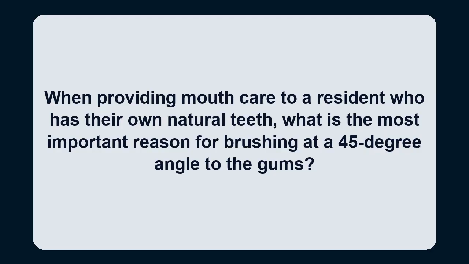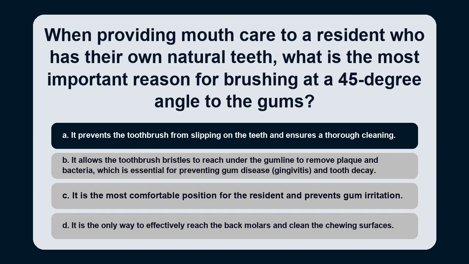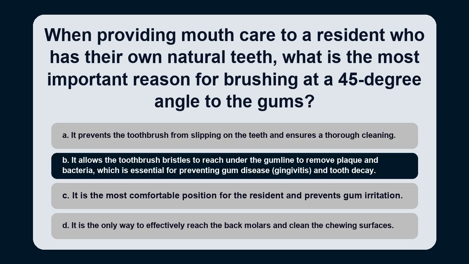Question 6. When providing mouth care to a resident who has their own natural teeth, what is the most important reason for brushing at a 45-degree angle to the gums? Option A. It prevents the toothbrush from slipping on the teeth and ensures a thorough cleaning. Option B. It allows the toothbrush bristles to reach under the gum line to remove plaque and bacteria, which is essential for preventing gum disease, gingivitis, and tooth decay.